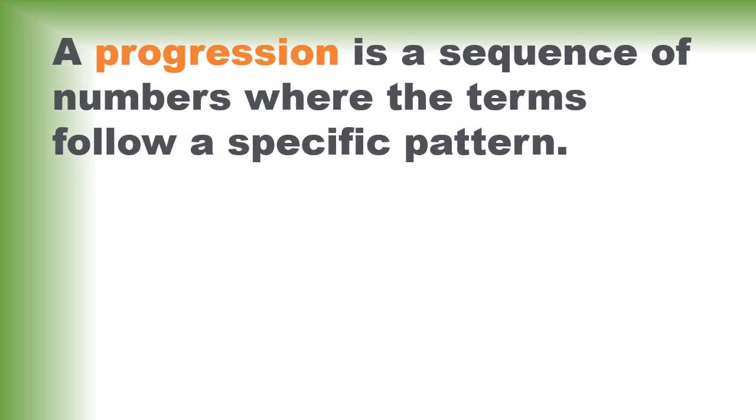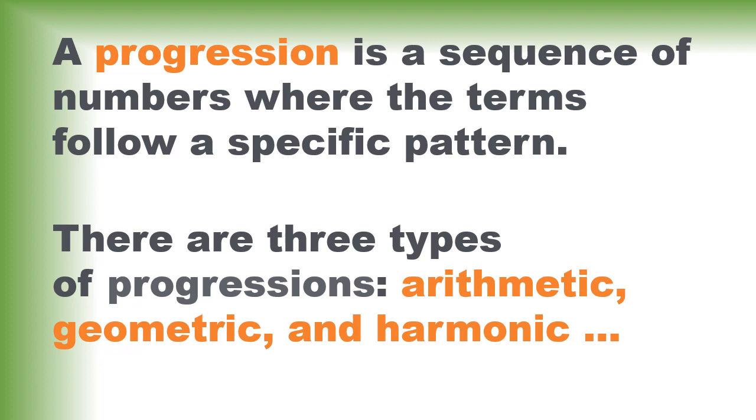A progression is a sequence of numbers where the terms follow a specific pattern. There are three types of progressions: arithmetic, geometric, and harmonic sequence.